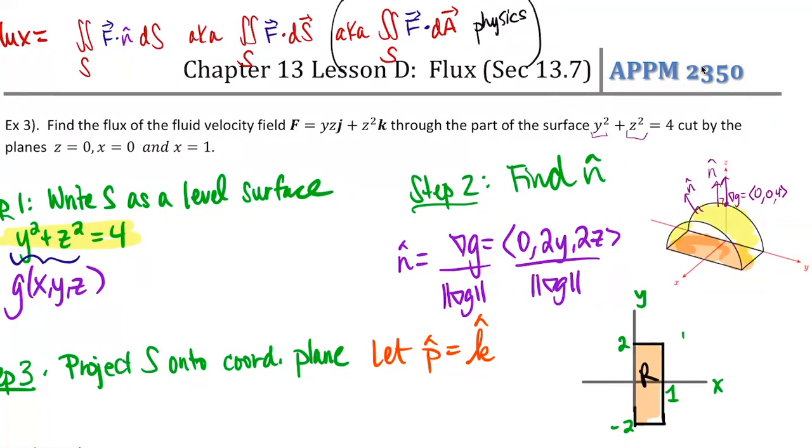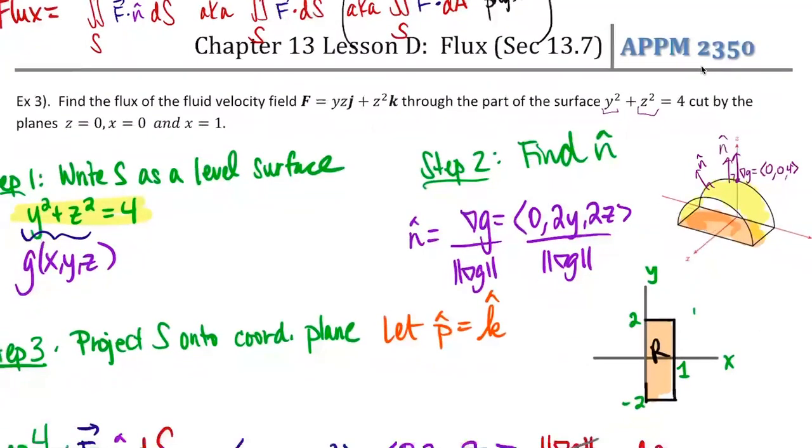So I need to flatten the surface onto a plane where I will get a two-dimensional region that I can integrate over. So that's why we're going to just flatten it onto the xy plane, and my region R then becomes this rectangle. Okay, now let's go to the next steps.